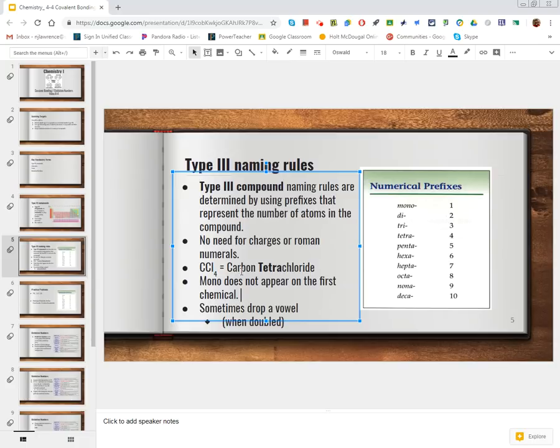So reminder, we name the first element first. We name the second element second. We change the ending on that second element to "ide," and then we include prefixes where necessary. The only rule here is we don't use mono for the first element. It's a little redundant, but you would use mono on the second word when it applies. Another quick rule is we will sometimes drop the vowel. When you get things like carbon monoxide, you don't say monooxide. You just drop that double O and leave only one O in its place.